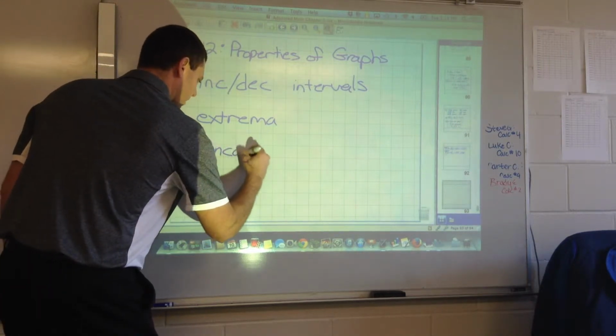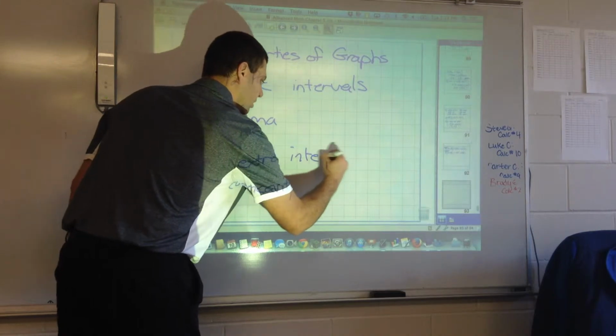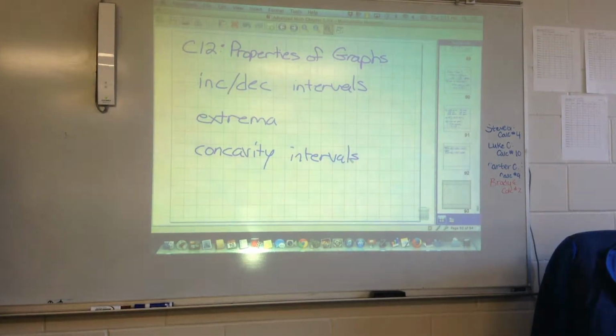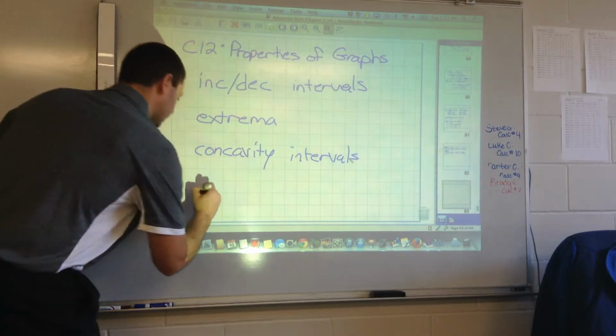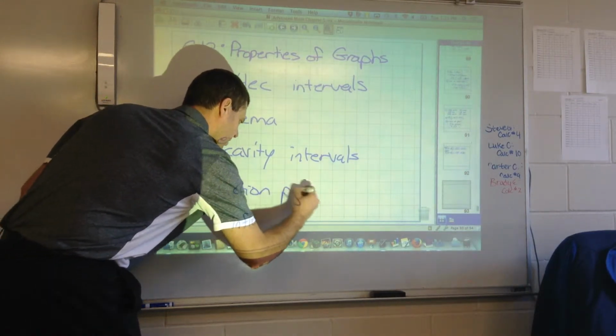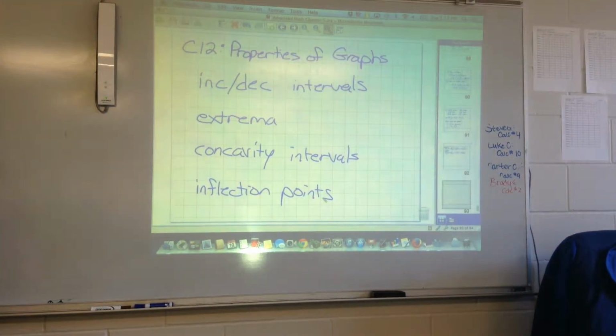Another thing we'll talk about, not today, is the concavity intervals. We've mentioned it slightly before. When is it concave up? When is the graph concave down? Another thing we'll eventually do are inflection points. Those are where something switches from concave up to concave down, or vice versa.